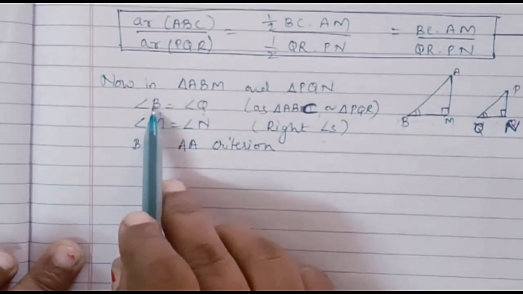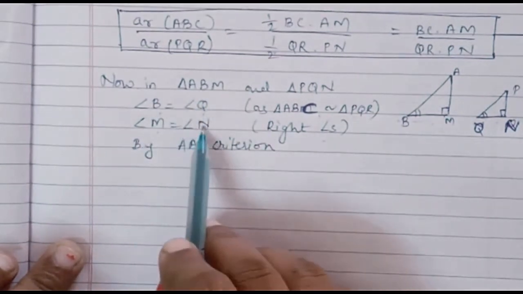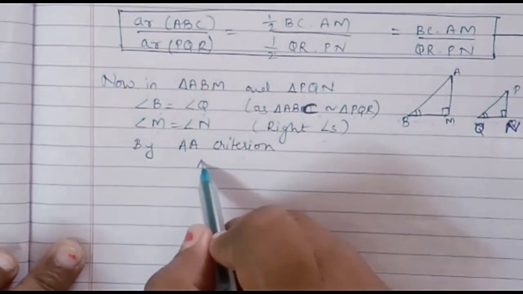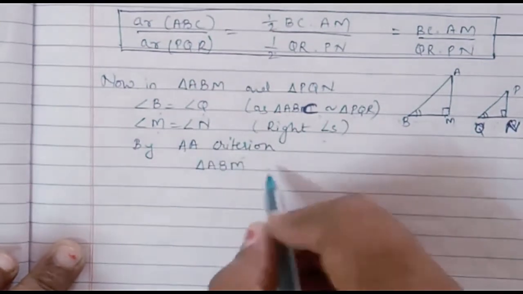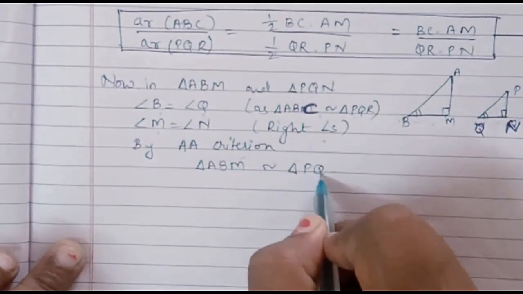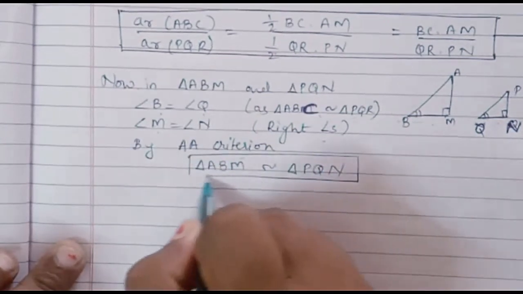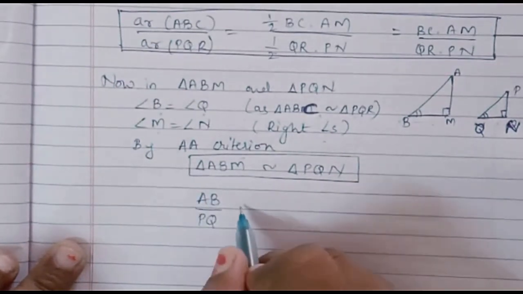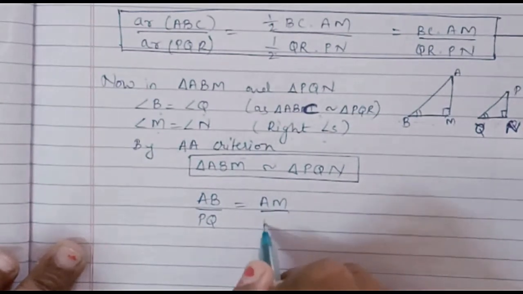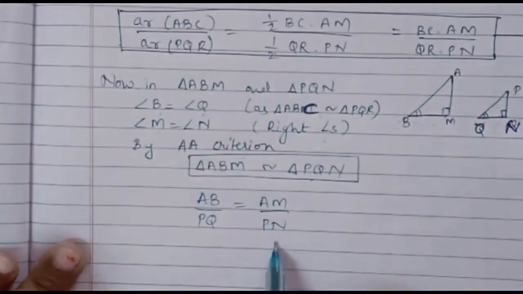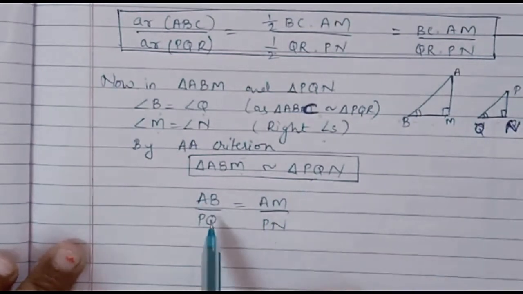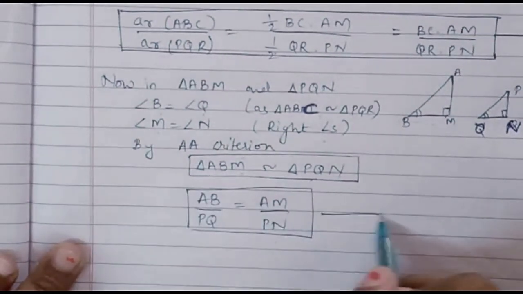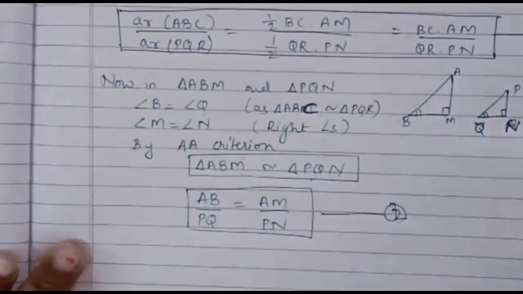As two angles of the first triangle are equal in measure to two corresponding angles of the second triangle, by the AA criterion, triangle ABM will be similar to triangle PQN. This is our main result. From this result I can write AB upon PQ is equal to AM upon PN. By the definition of similarity, if two triangles are similar, the corresponding sides are in proportion. So this is result number 2.